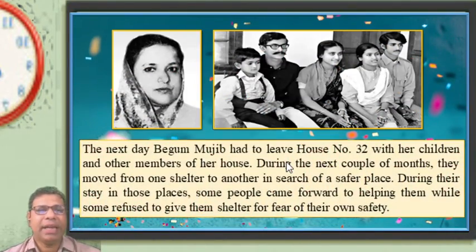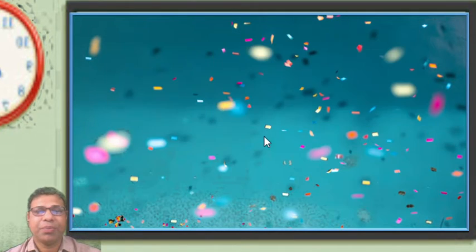The next day, Begum Mujib had to leave house number 32 with her children and other members of her house. During the next couple of months, they moved from one shelter to another in search of a safer place. During their stay in those places, some people came forward to help them, while some refused to give them shelter for fear of their own safety.